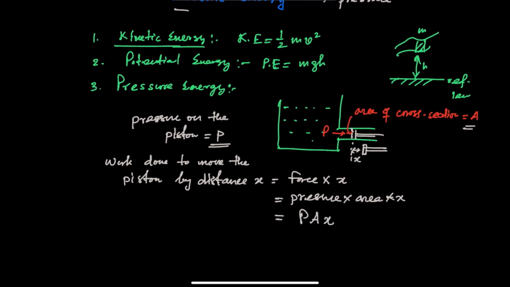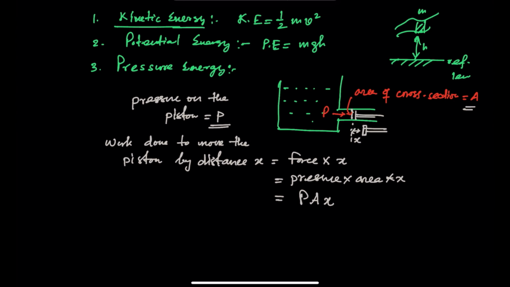And this work done is stored as the pressure energy inside this column of liquid lying here. That means if this is the initial position and this is the final position of the piston, and that distance is x, then inside this volume, this PAx pressure energy is conserved.